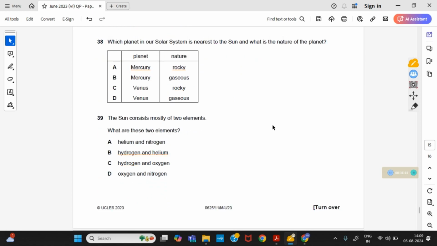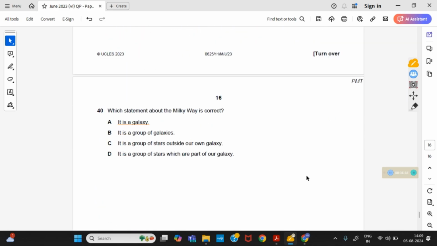Which planet in our solar system is nearest to the sun and what is the nature of the planet? Mercury is the answer and its nature is rocky. Option A is right. The sun consists mostly of two elements. What are these two elements? Option B, hydrogen and helium. Which statement about the Milky Way is correct? Option A, it is a galaxy.